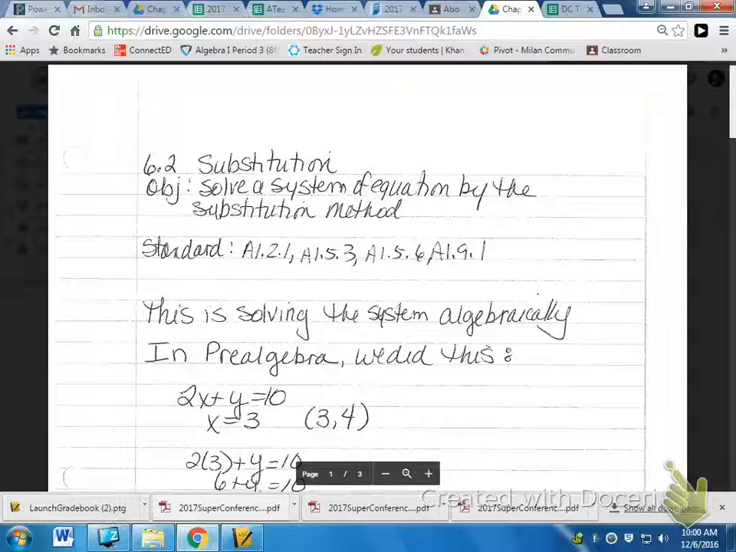Lesson 6.2, Substitution. We are going to solve a system of equations by the substitution method. The standards involved from Algebra 1 are 2.1, 5.3, 5.6, and 9.1.